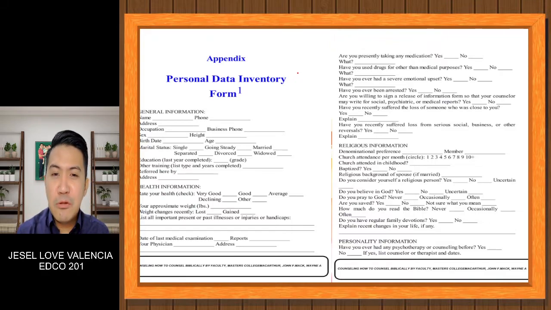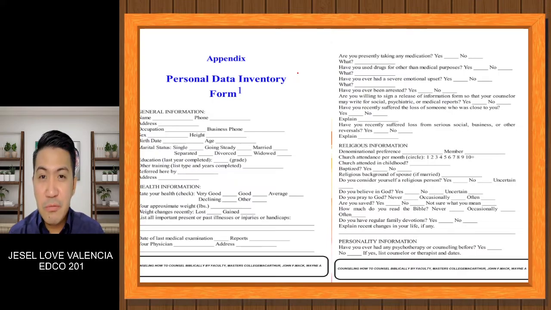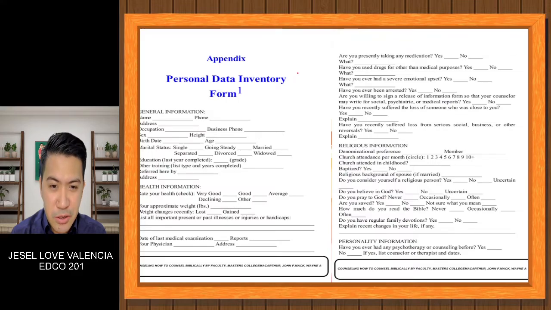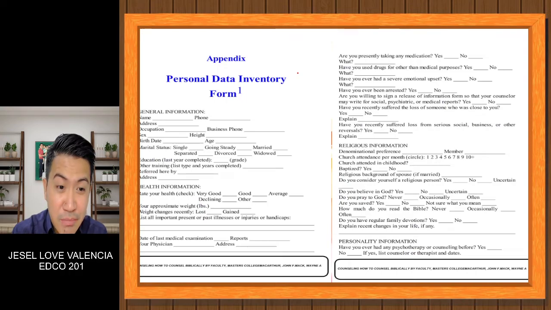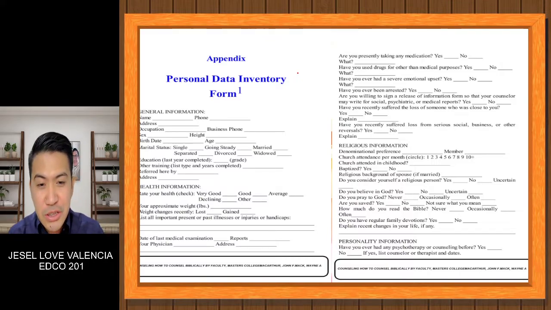So hindi mo to mailalagay sa ating non-sectarian school because this will elicit some information which is offensive perhaps to others. But because this is an inventory for the church, church-based, ika nga. So mayroon dito religious background of husband and wife, attendance per month, no? Very specific. As what I've said, kasi needs-based ito. And then, how much do you read your Bible? Okay. So, do you have regular family devotions? So on and so forth.